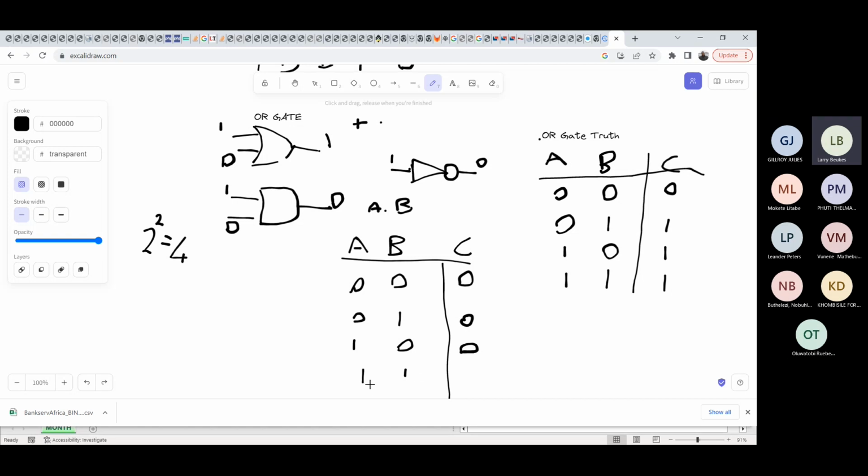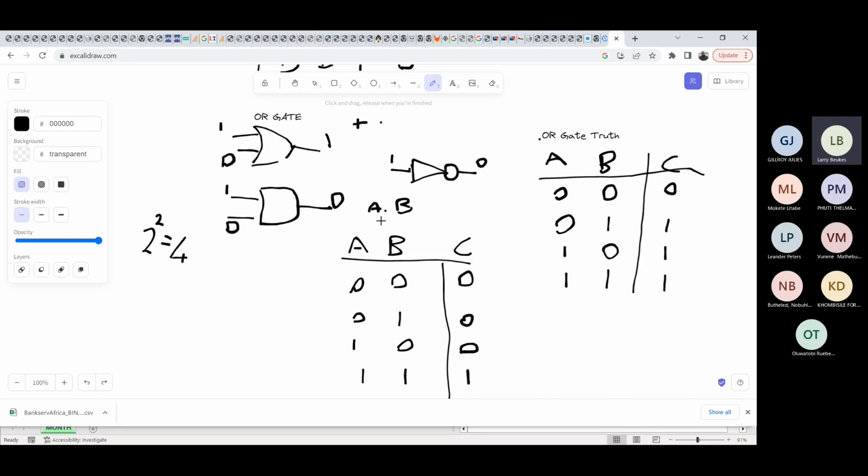So now an AND gate, the output is high only when both inputs are high, right? When both inputs are high, the AND gate output is high. For an OR gate, when one of the inputs is high, the output will be high. Okay, so the inverter, if it's a 1, it will be a 0. If it's a 0, it will be 1, right?